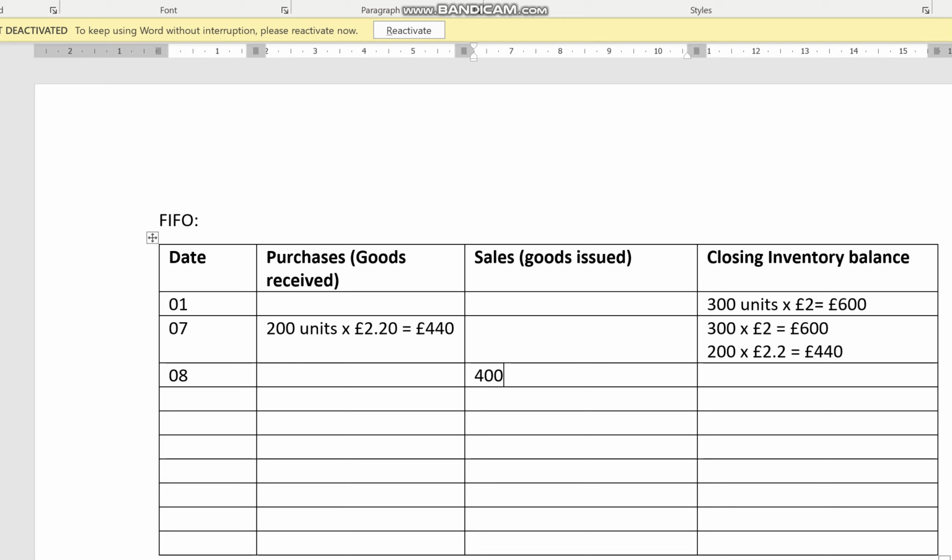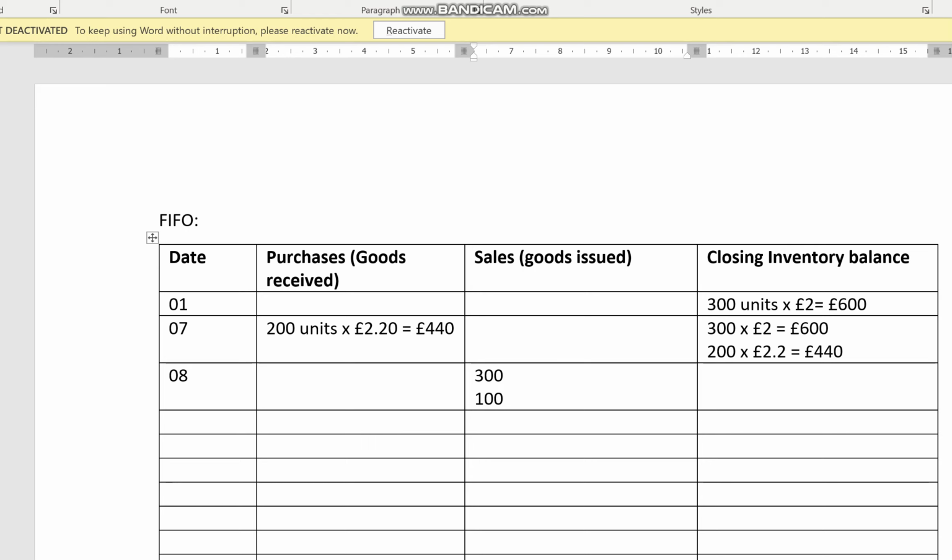So we would say that 300 units would be taken away from these 300, and the remaining 100 will be picked up from the second lot of inventory. So 300 first in, first out, and the remaining 100, because they sold 400 units in total, would be taken from this new inventory.